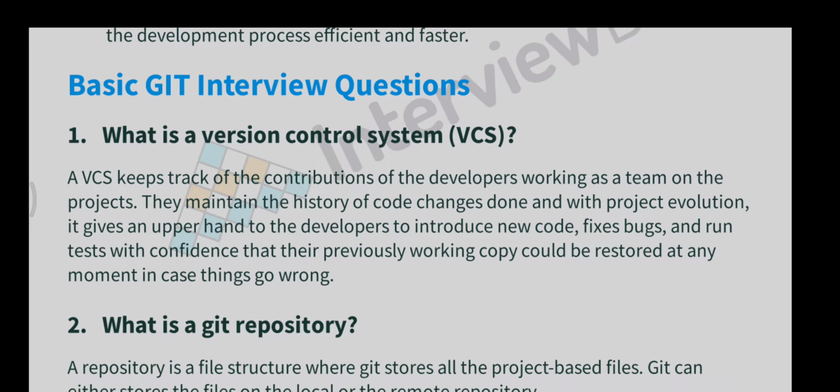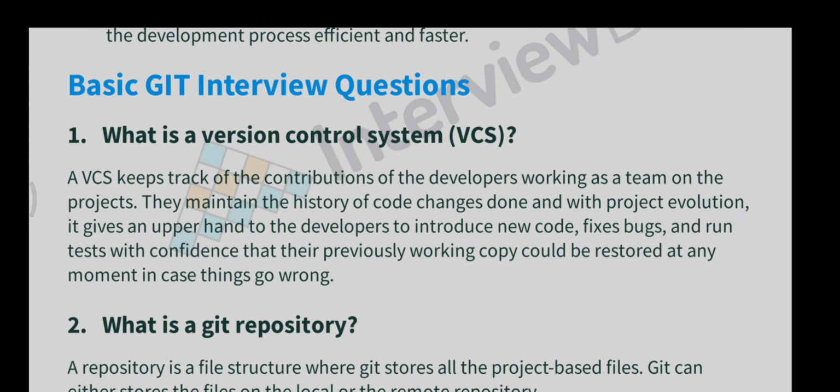What is a Git? What is a version control system? A version control system keeps track of the contribution of the developers working as a team on the projects. They maintain the history of code changes done, and with project evolution it gives an upper hand to the developers to introduce new code, fix bugs and run tests with confidence that their previously working copy could be restored at any moment in case things go wrong.